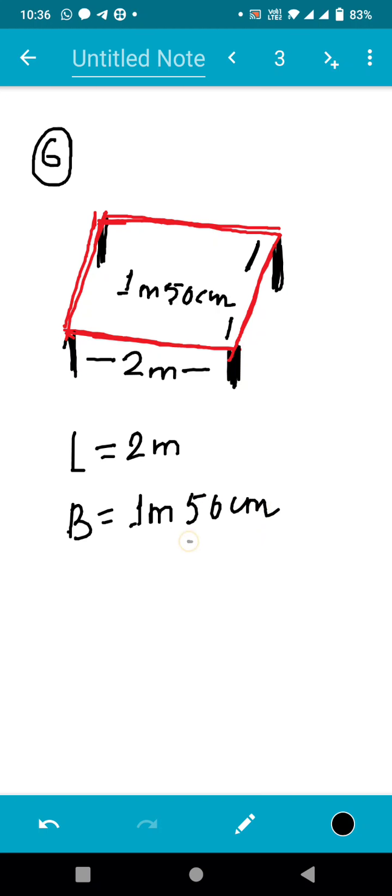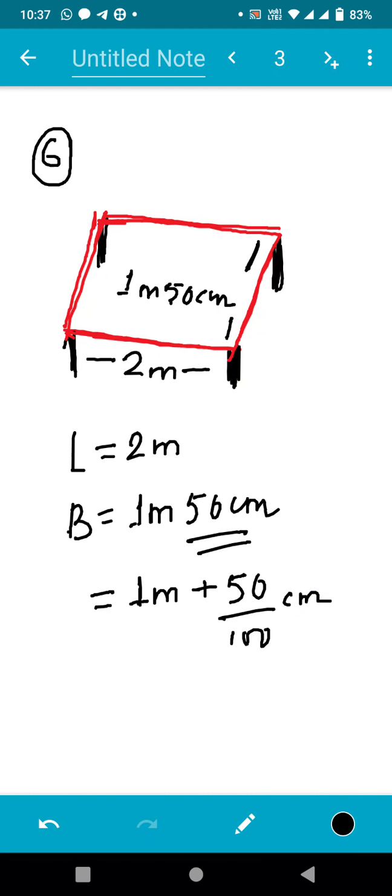So we have to convert this 50 centimeter into a meter form. So what you have to write? So 1 meter plus 50 by 100. So according to the conversion rule, 1 centimeter is equals to 1 by 100 meter. Fine. So we'll write meter here.